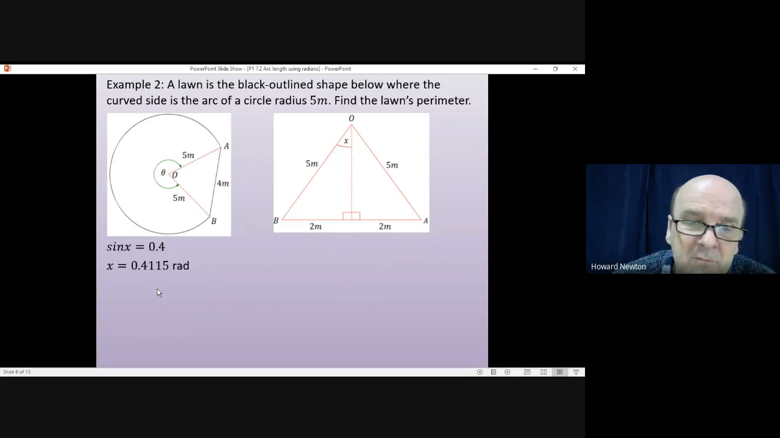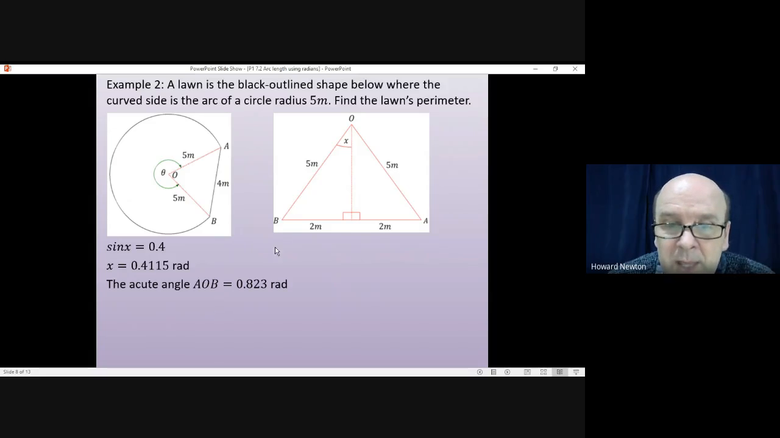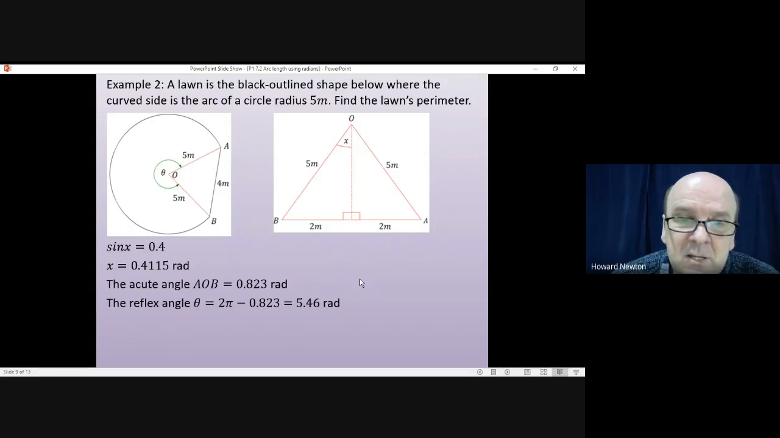0.4115 radians. Do make sure you're careful with your calculator on these questions. Make sure that it is set to radians and not to degrees. That means the whole of the angle at the top of that triangle, the angle AOB, must equal double that, which is 0.823 radians. That's this angle inside the triangle here, which means we can now work out theta. In degrees, it would be 360 take away that. In radians, it's 2 pi radians take away that, which gives us 5.46 radians.